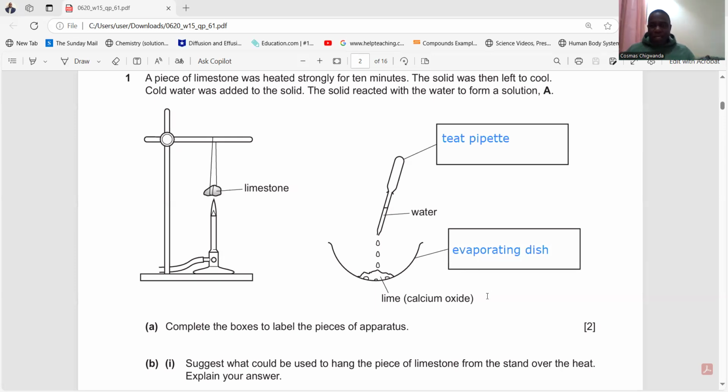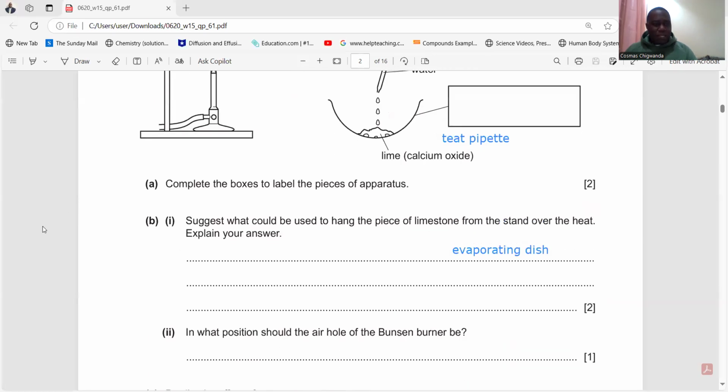Before we leave this, please be aware that limestone is calcium carbonate, and lime is calcium oxide. That's also information you can use for your major theory paper. So if limestone, calcium carbonate, undergoes thermal decomposition, it's changed to lime, which is calcium oxide. Okay, let's move on. Right, let's remove this, otherwise it will confuse us.